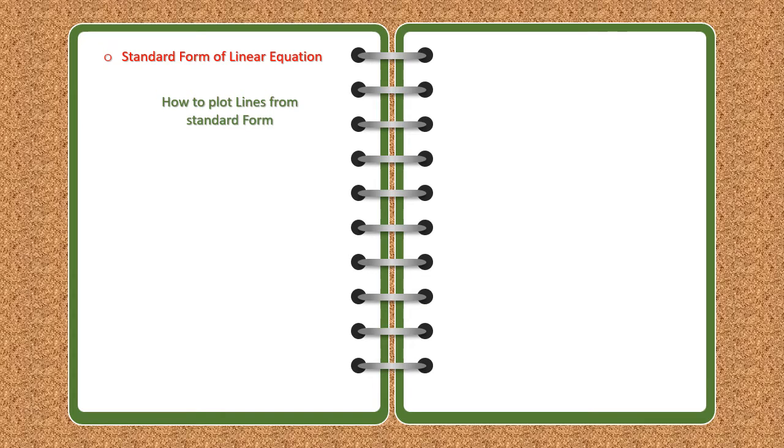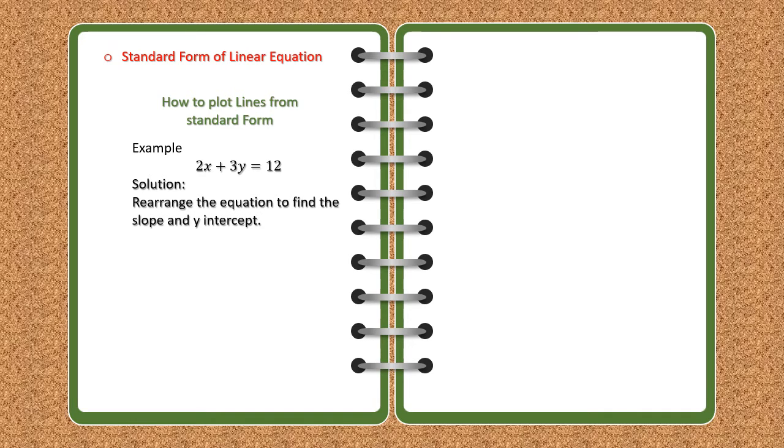Now we will talk about how to plot lines from standard form. Example: 2x plus 3y equals 2. This is a standard form. We need to change this form to slope-intercept form.